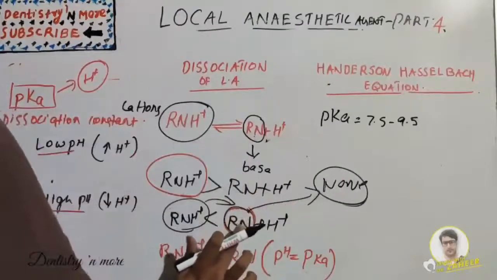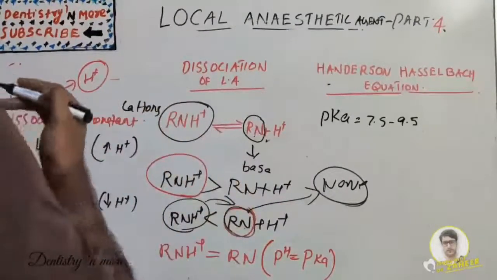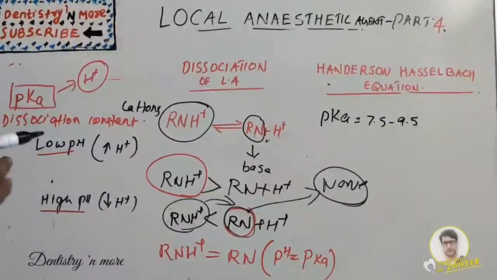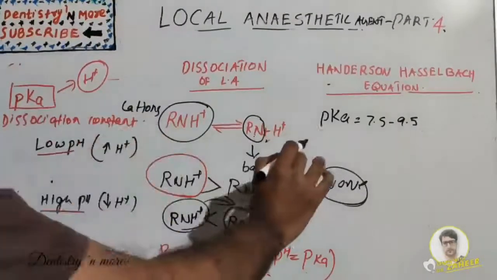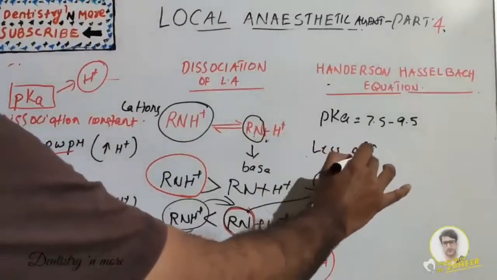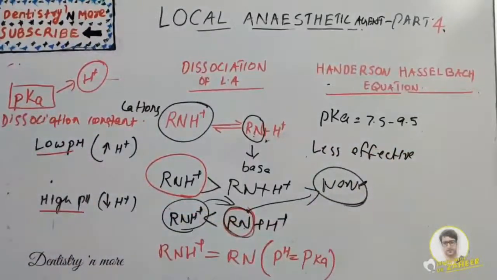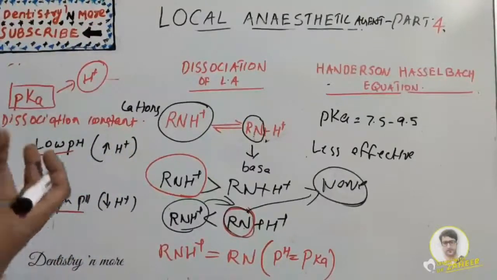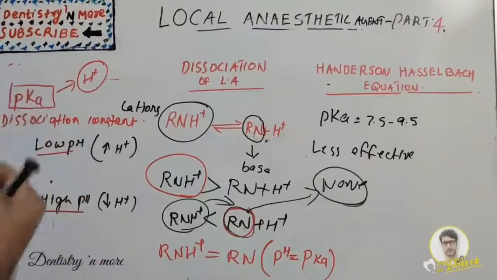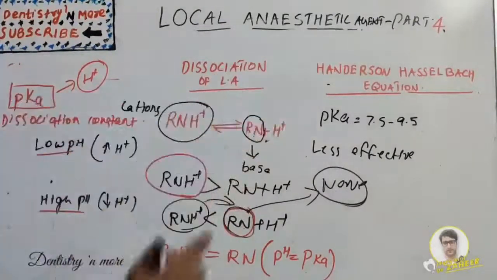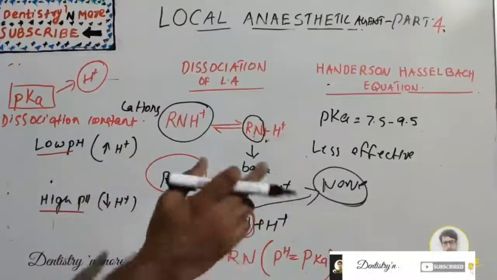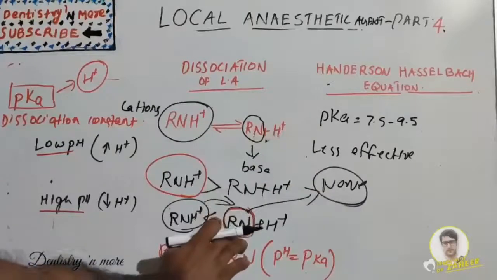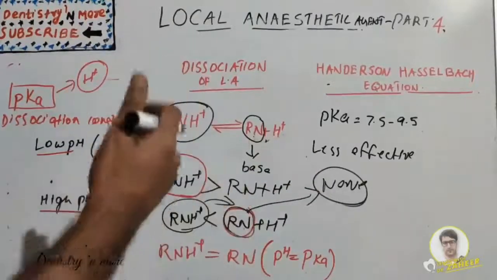So there is very little RN to cross the nerve membrane. With fewer non-ionized forms of the local anesthetic drug crossing into the nerve membrane, the LA will be less effective. That is why in acidic conditions or in infection cases, the LA won't work. The reason is that if infection is there, it will be more acidic, the pH is very low, and as per the equation, there will be very little non-ionized form to cross the nerve membrane. This is what actually crosses the nerve membrane. So fewer RN or base form crossing the membrane makes it less effective.